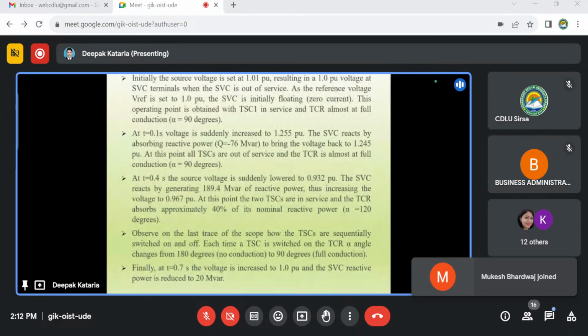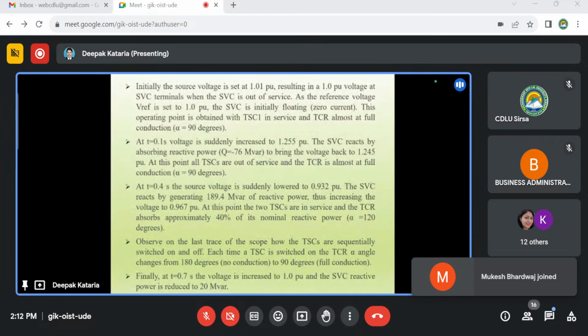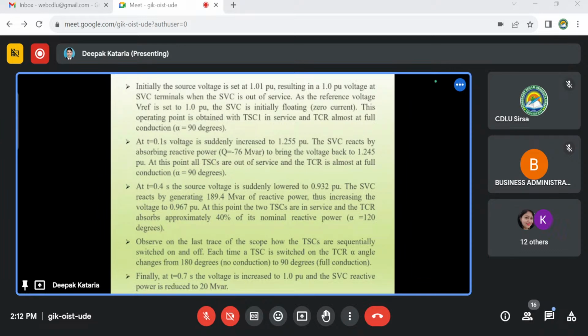Initially, the source voltage is set at 1.01 per unit, resulting in a 1.0 per unit voltage at SVC terminals. When the SVC is out of service, as the reference voltage is set to 1.0 pu, the SVC is initially floating zero current.